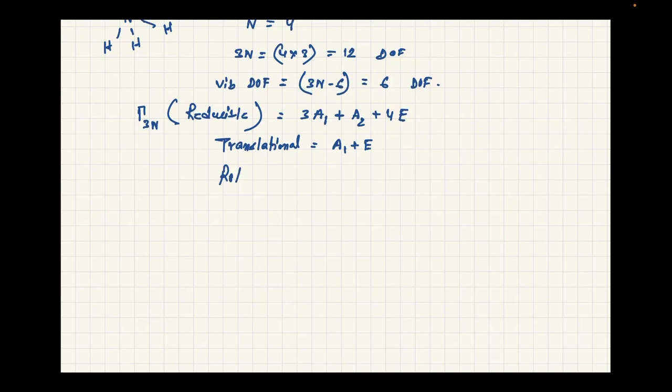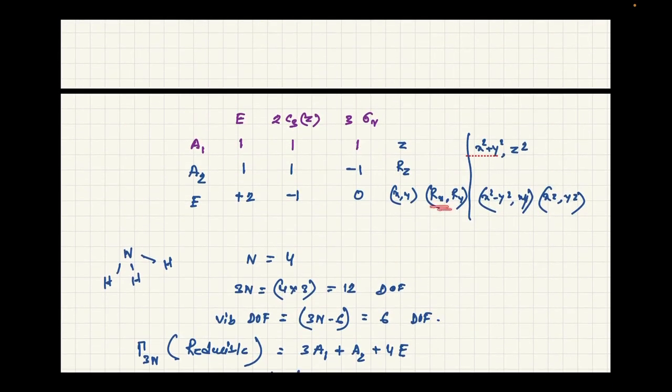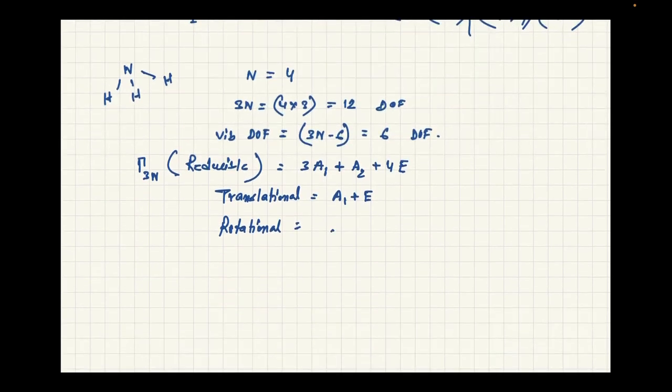Now the rotational. Being a non-linear molecule, there will be 3 rotational degrees of freedom also. The rotational means Rx, Ry and Rz. So E can represent Rx, Ry and A2 can represent Rz. So E represents 2 rotational degrees of freedom and A2 represents 1 rotational degree of freedom. So rotational will be A2 plus E. The rest would be vibrational degrees of freedom.